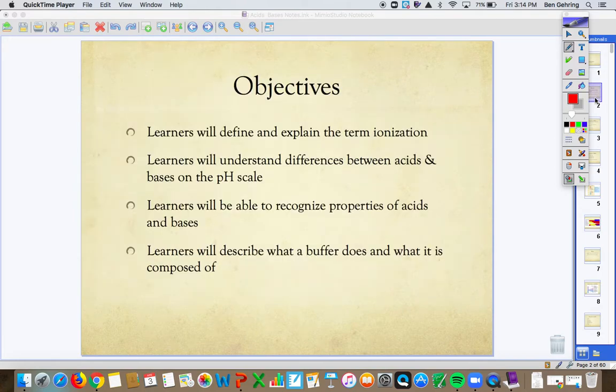So at the end of today's video, you will be able to define and explain the term ionization. Step 1, explain and define ionization. 2, you understand the differences between acids and bases on the pH scale. So if I give you the pH of a substance, you can tell me if that's an acid or a base. You have to recognize properties of acids and bases, and you're able to describe what a buffer does and what it's made of, what it's composed of. So that's the goal for today, and let's get started.